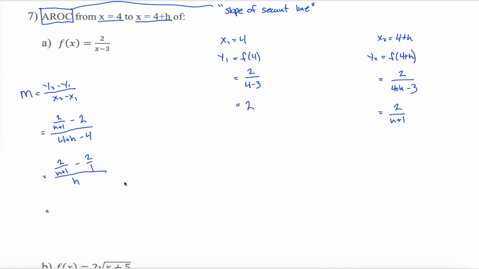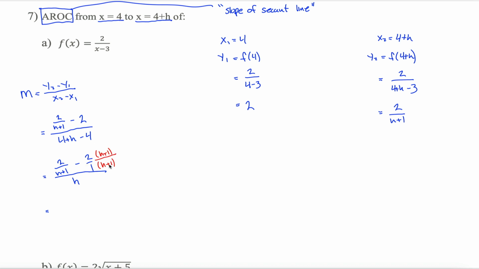Well, maybe you remember from math way back in the day that the only way you can subtract fractions is if you have a common denominator. And you don't have a common denominator. The denominator here is h plus 1, and the denominator here is 1. How can I make them have a common denominator? Well, I can take this fraction over on the right and multiply the top and bottom of that fraction by h plus 1.